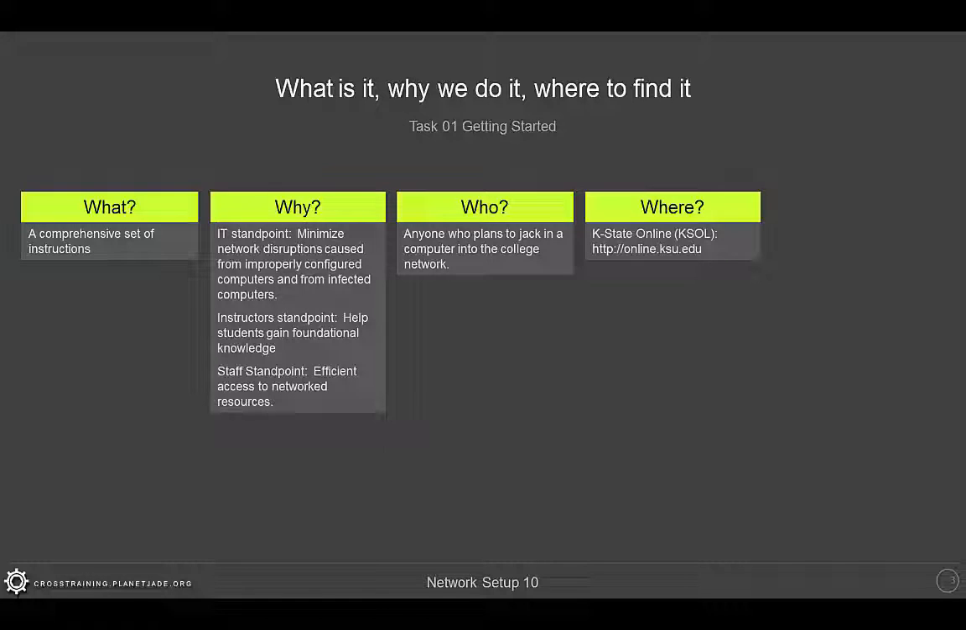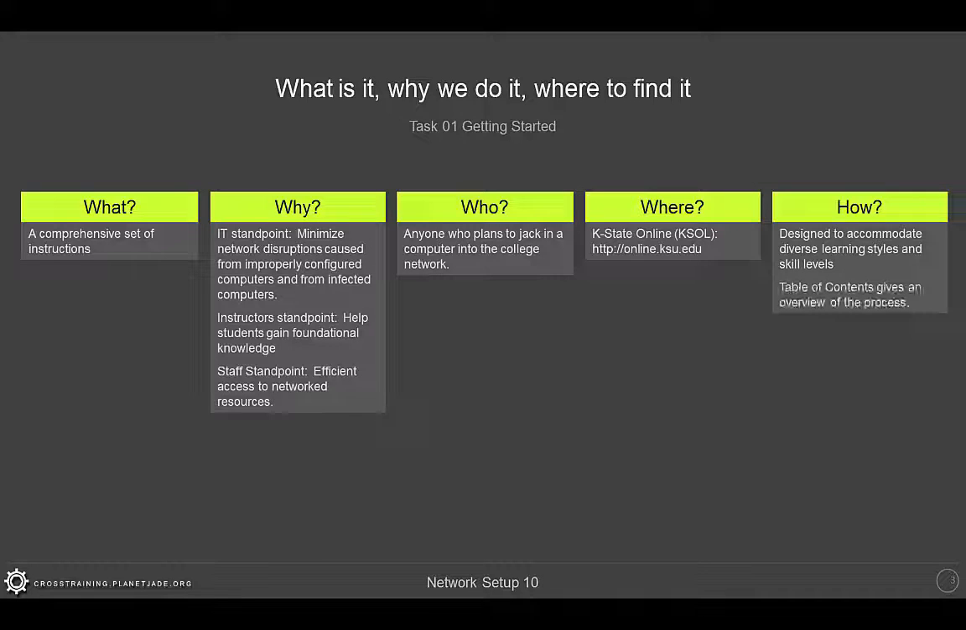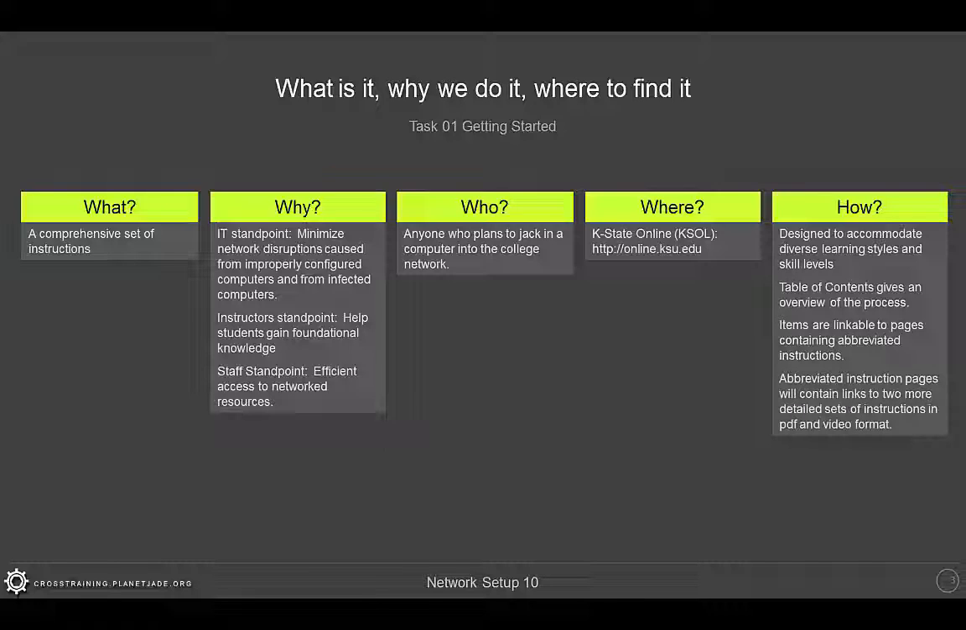And finally, your last question might be, how do I exactly use this network setup? So the network setup is designed to accommodate diverse learning styles and skill levels. The table of contents gives an overview of the process, and items are linkable to pages containing abbreviated instructions. Abbreviated instruction pages will contain links to 2 more detailed sets of instructions in PDF and video format.